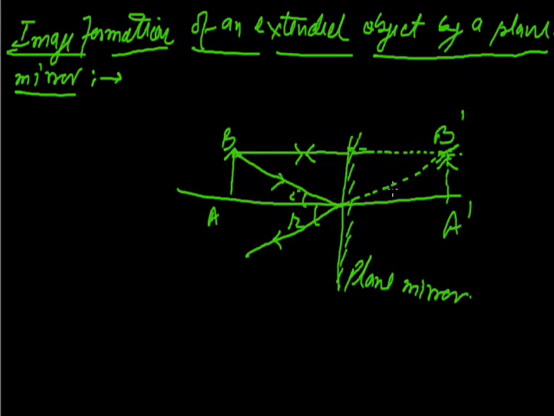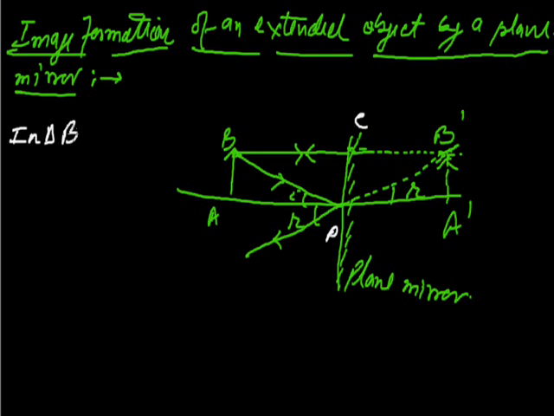This angle is R, so this will also be R. Suppose this point of hit is P. In triangle ABE and triangle EA dash B dash, they are congruent because this angle is 90 degrees, this angle is also 90 degrees, this angle is R, and this angle will also be R. This point is suppose C.